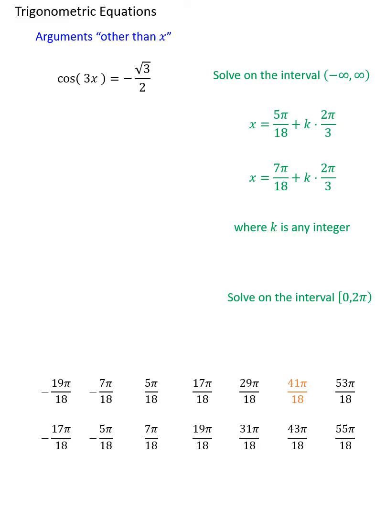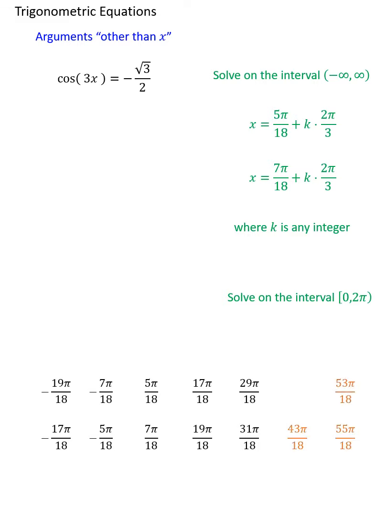It's definitely an answer to this equation, but is it as requested on the interval from 0 to 2 pi? Well, it turns out it's bigger than 2 pi. Think of it this way. Look at that fraction. 18 goes into 41, 2 point something. Therefore, that could be expressed as 2 point something times pi, and therefore bigger than 2 pi. So while that is an answer to the equation, it's not an answer we want on the interval from 0 to 2 pi.